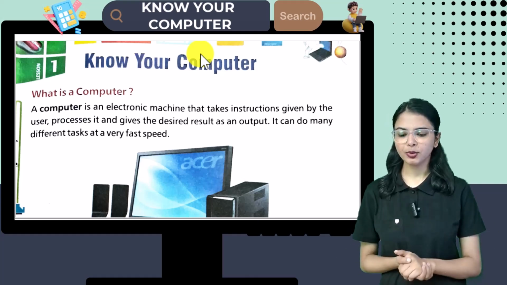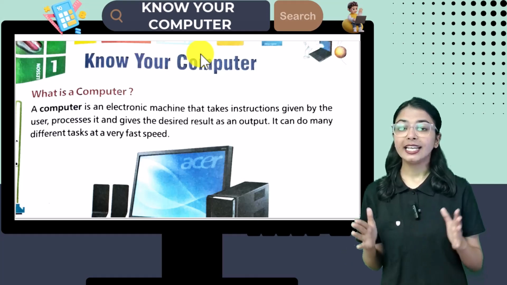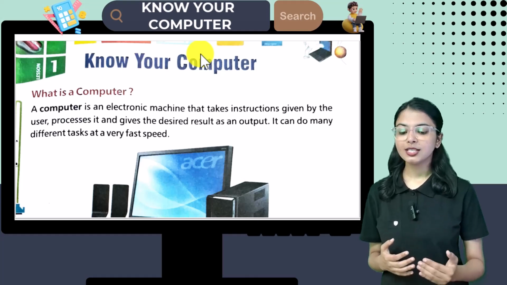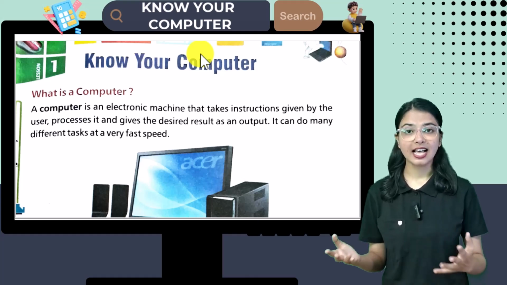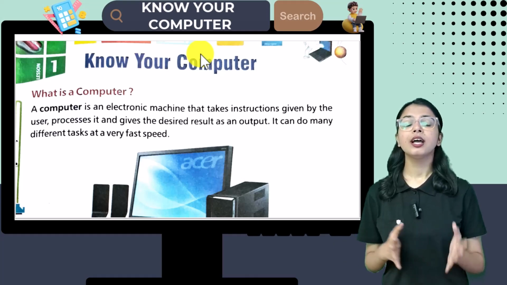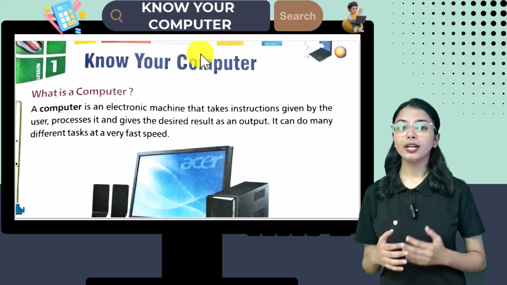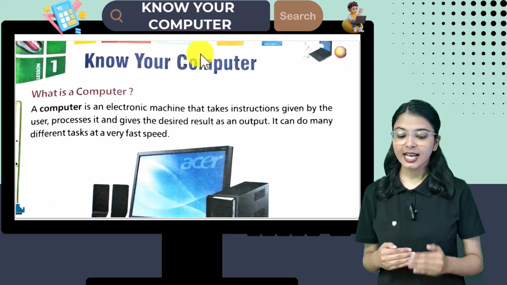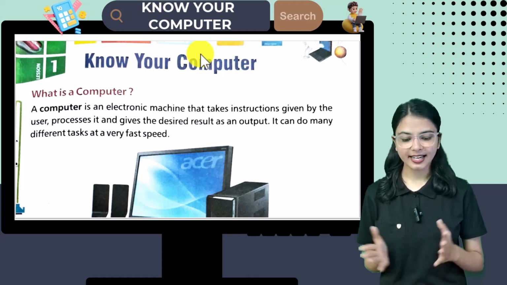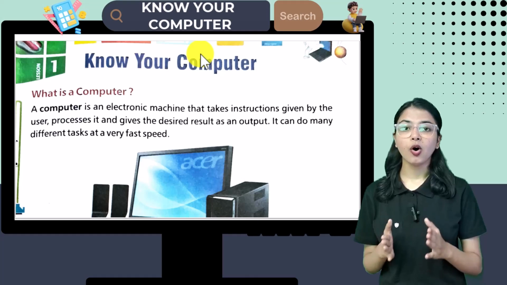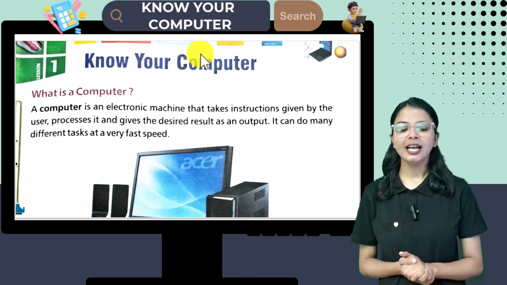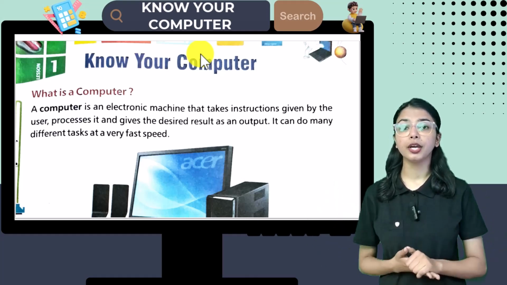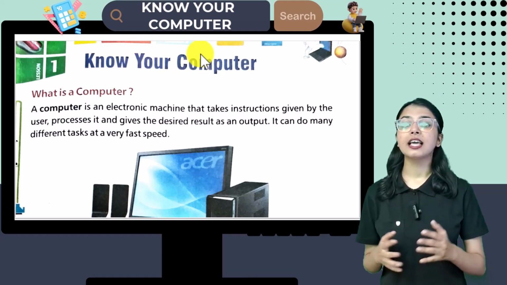So, what is a computer? Computer is an electronic machine that takes instructions given by the user, processes it and gives the desired result as an output. What does it do? It takes instructions given by the user, processes it, and then it gives us the desired result. And that result we call output. Next, it can do many different tasks at a very fast speed.